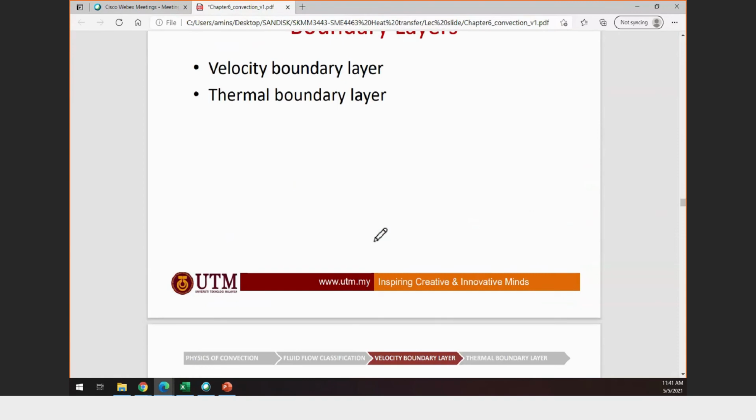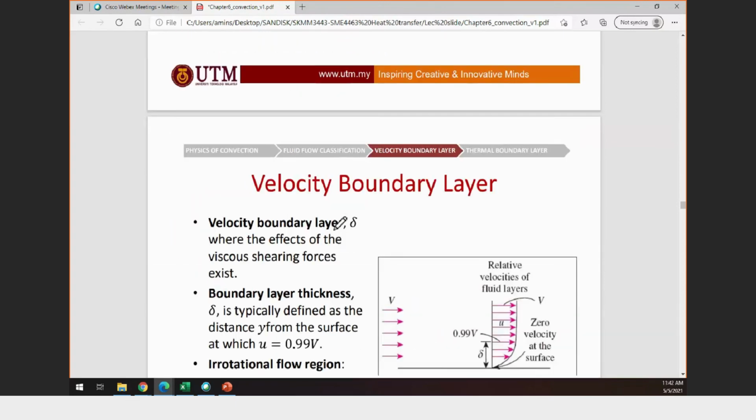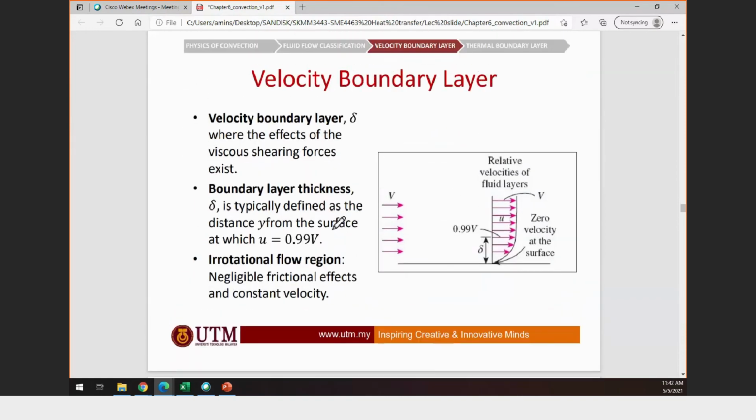Boundary layers. Before we go to the application of the equations used to calculate the h value, you need to understand the velocity boundary layer and the thermal boundary layer before you apply the equation in a particular condition. So what is the velocity boundary layer? In the velocity boundary layer, you require some velocity value before it comes to the edge. Basically, it is constant from top to bottom, or constant throughout the profile.